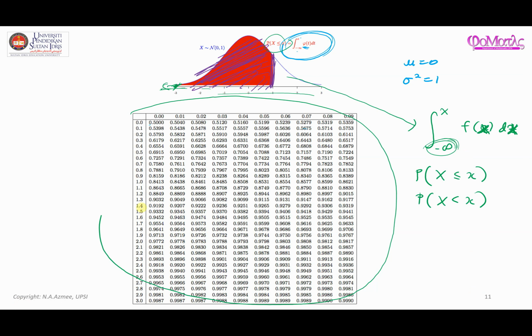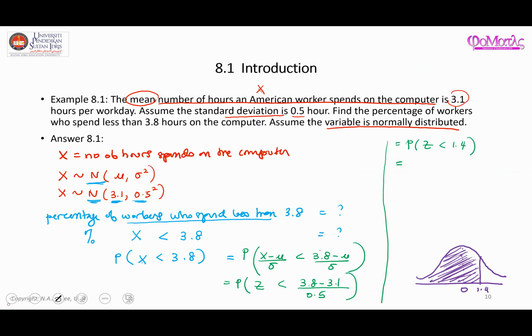This is the value of z on this side, 1.4. So the result here is 0.9192. So this is the area, or the result of the integral. Okay, so this is the probability, the area. So the result is equal to 0.9192.